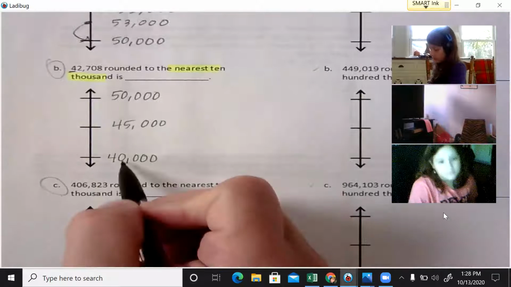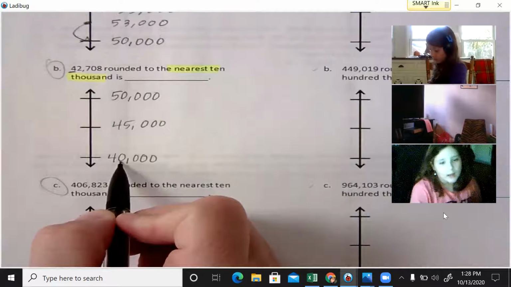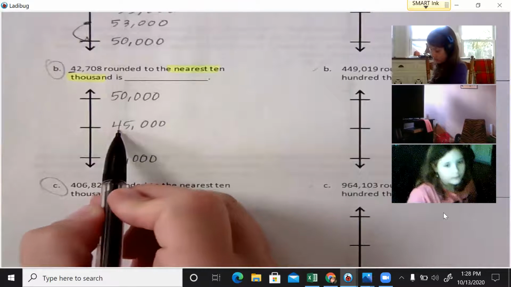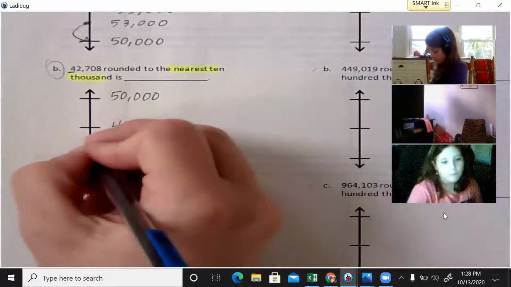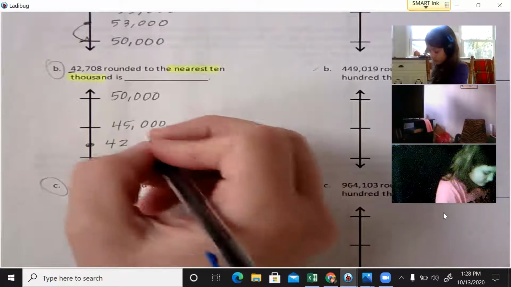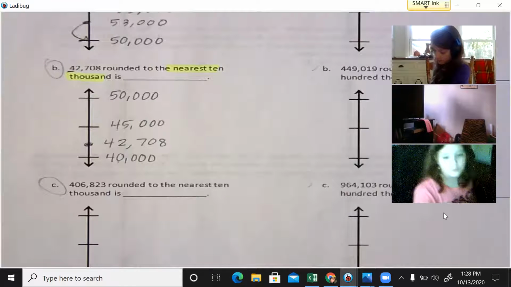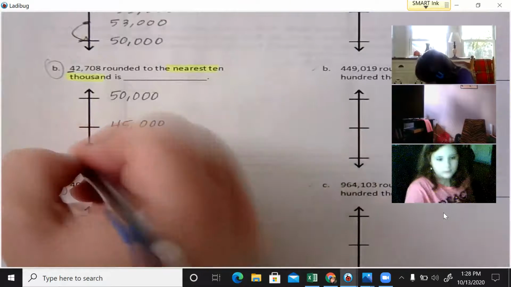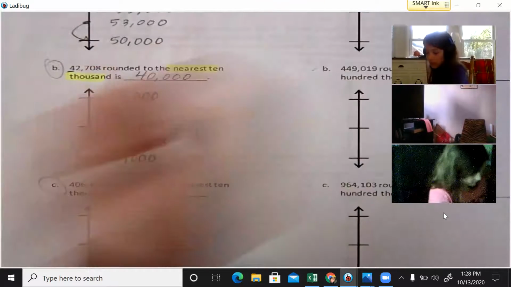Is it going to be higher or lower than this spot? Higher or lower than 45,000? Lower. Good. We'll estimate it about right there. Now we're going to write that on the point, 42,708. And then where will we round this number to, Olivia? 40,000 or 50,000? 40,000. Great job. So I draw my arrow down to 40,000 and then I put my answer on the line.